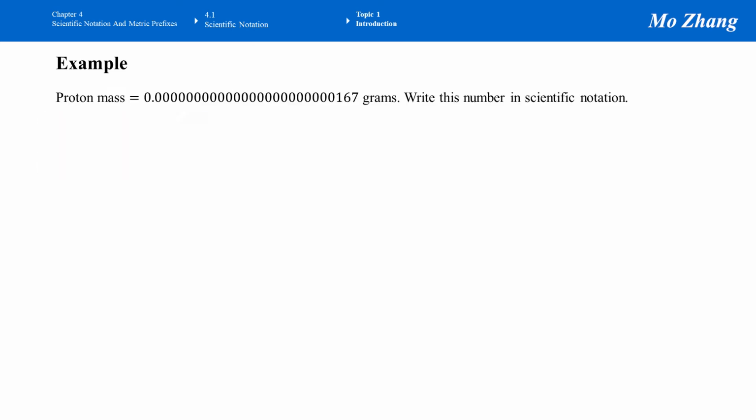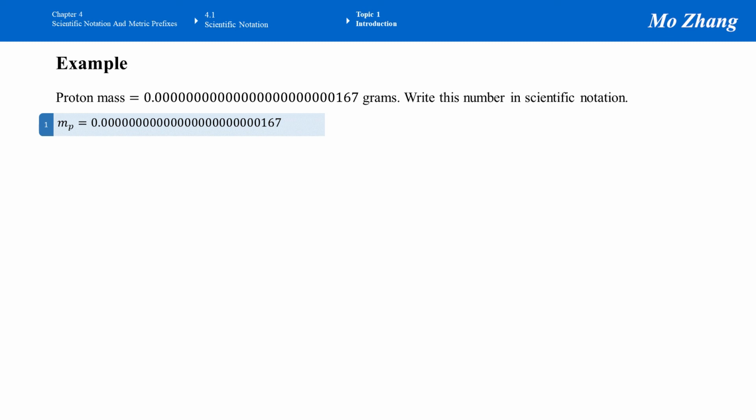Let's have a practical example. We know the proton's mass is this number, 0.167 grams. As you can see, there are lots of zeros. If you want to give these numbers to peers or other engineers, other researchers, there's a higher chance either we or the peers will make mistakes since there are lots of zeros. At the time we transfer this number, the number may lose a zero or gain extra zeros. So this is the reason we prefer to express the number in scientific notation.